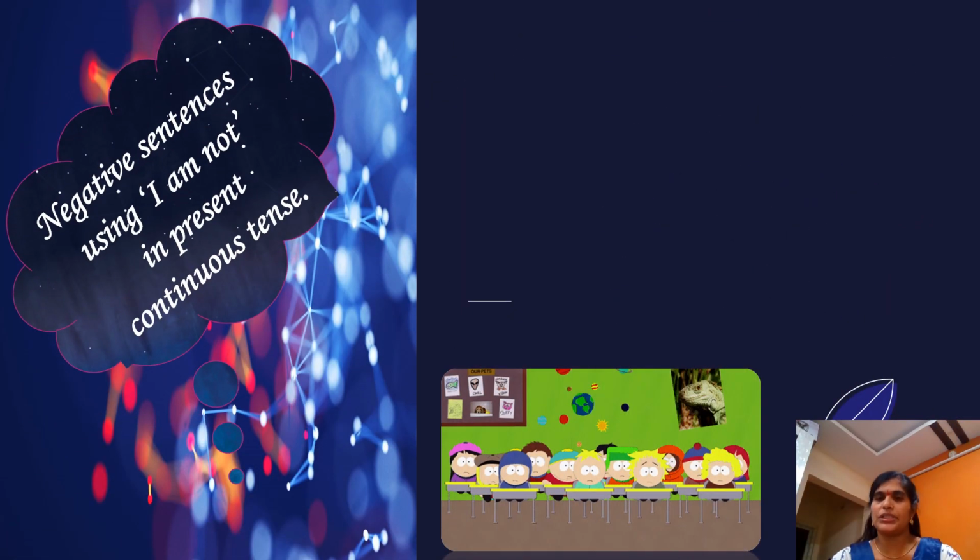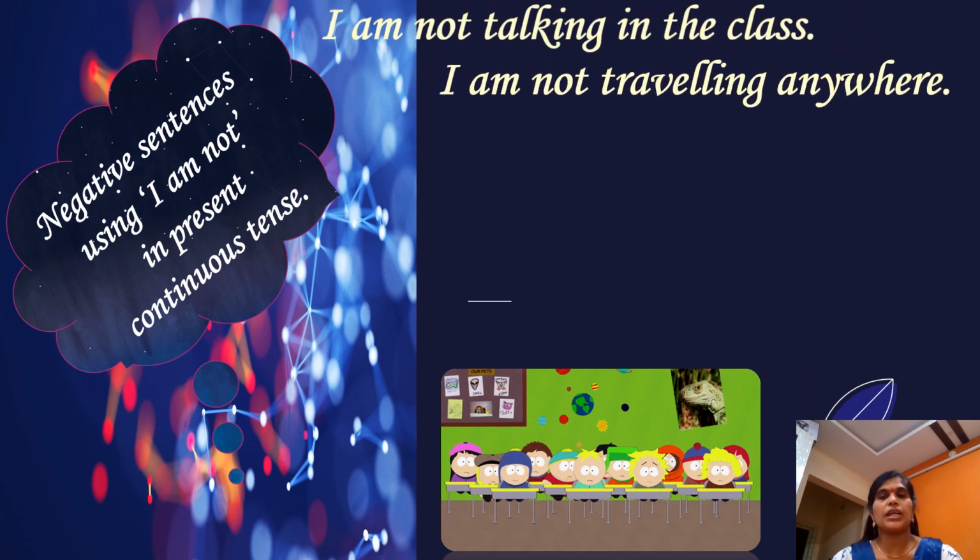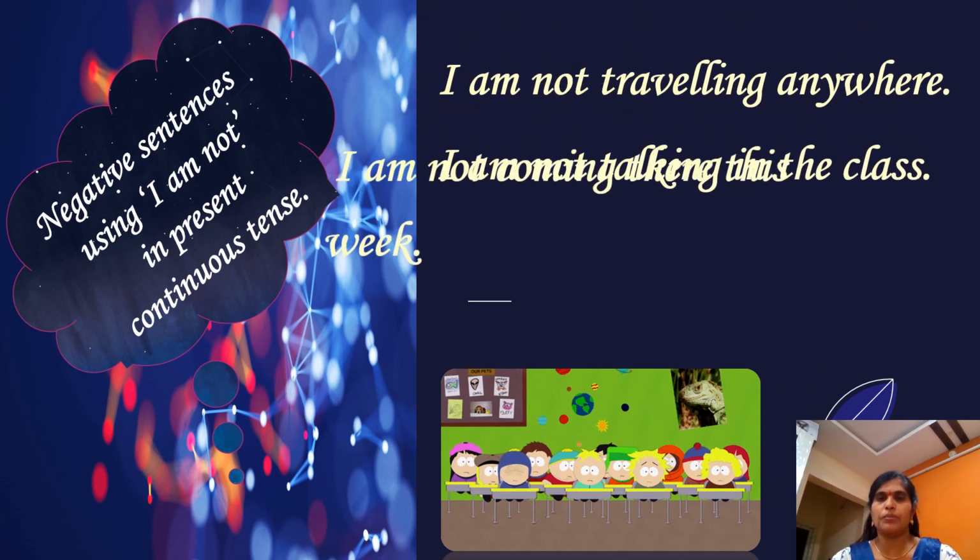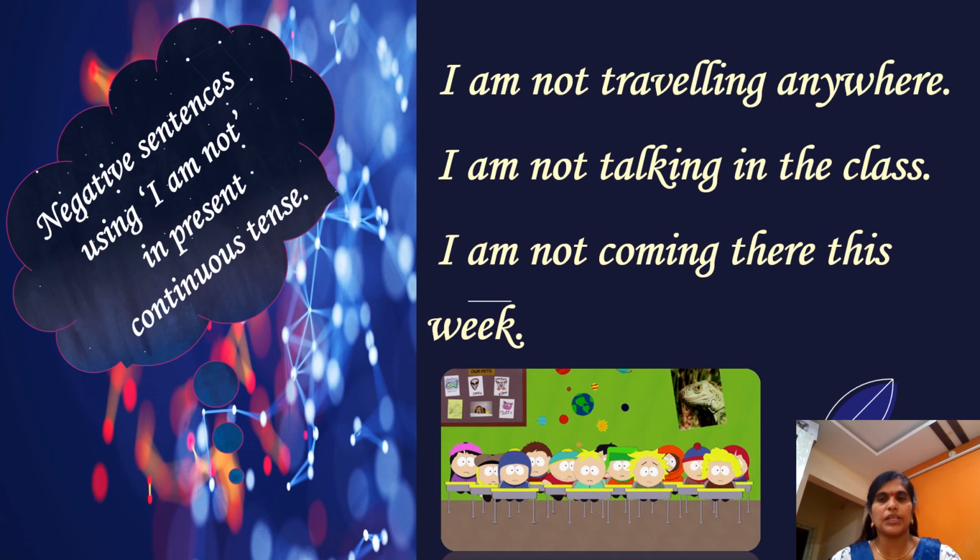Children, now we shall see some of the negative sentences framed in the present continuous tense using the helping verb I am not. So here the sentences go like this. I am not traveling anywhere. I am not talking in the class. I am not coming there this week.